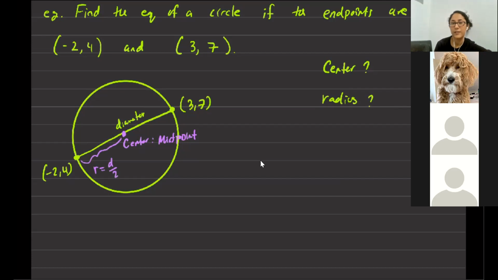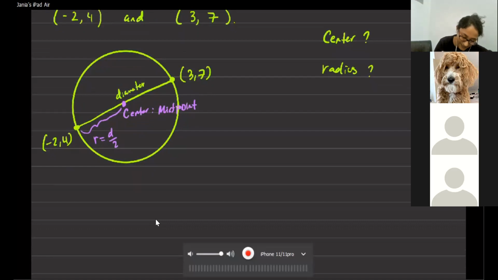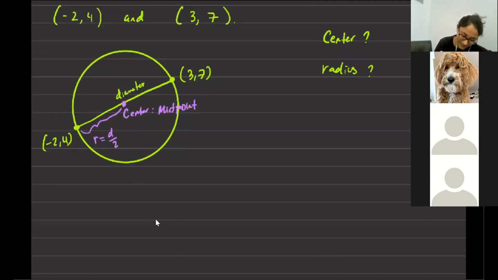So do we agree with that? If we find the distance between these 2 endpoints, you get the diameter, and when you take half of that, you get r. Do we agree with that? Does it make sense? Let me know if that makes sense. Okay, cool. Thanks. So now who remembers what is the distance formula? Anyone remembers the distance formula?